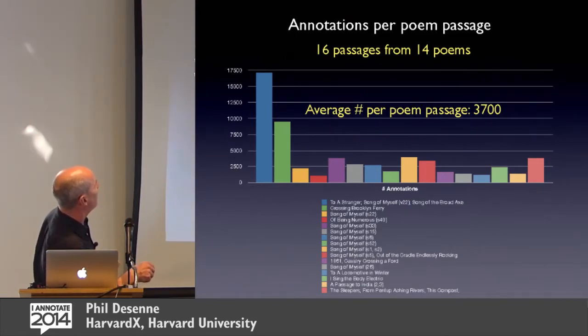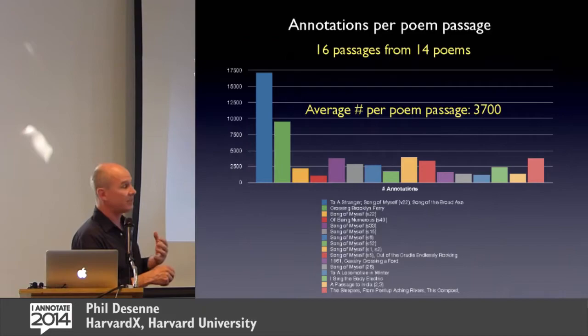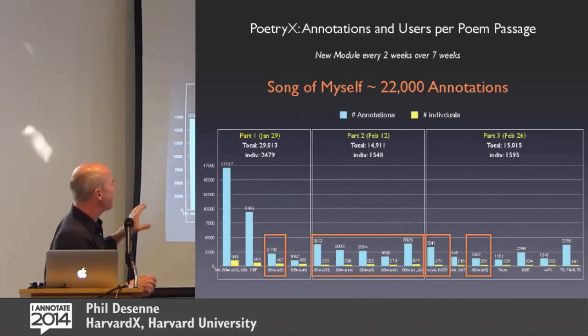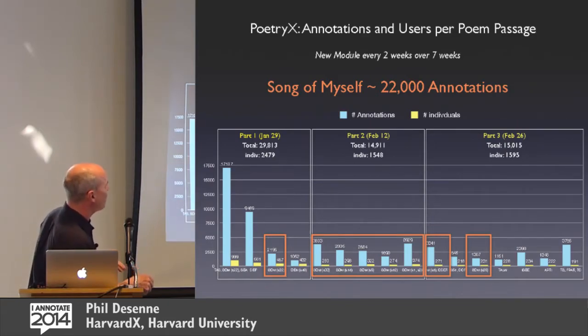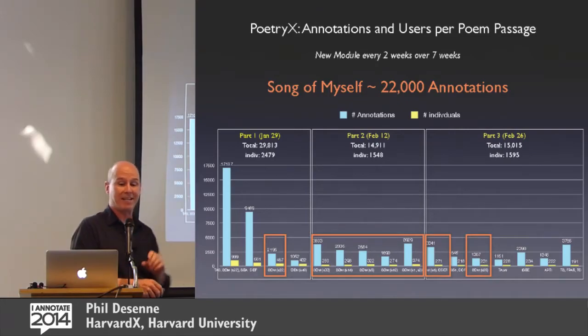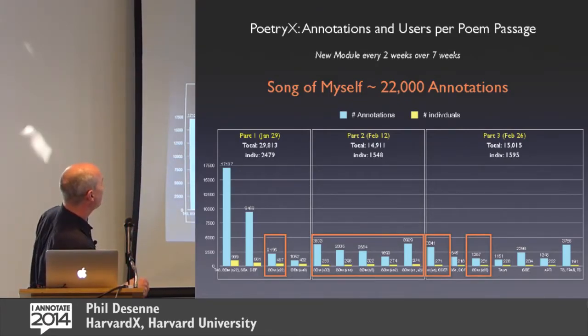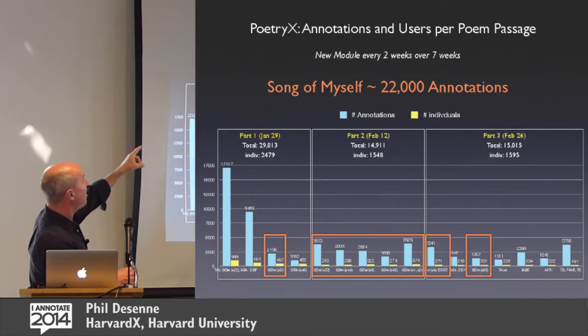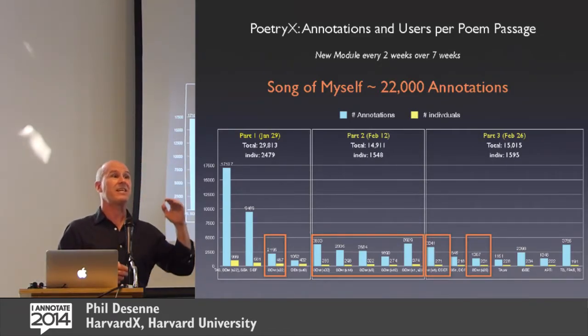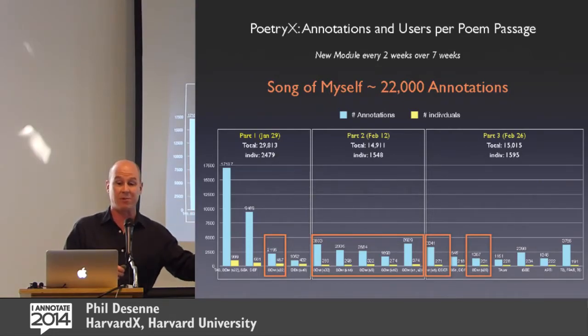There's an average of about 3,700 annotations per poem. But really the interesting thing, if you break it out into parts, is that these were actually passages from poems. So from the same poem, we had different passages. I'm going to digest this a little bit for you. Song of Myself, which is one poem, was annotated in different sections. In total, there are about 22,000 annotations for just one poem. That's an incredible amount of information, an incredible amount of data that we're still starting to scratch the surface of.